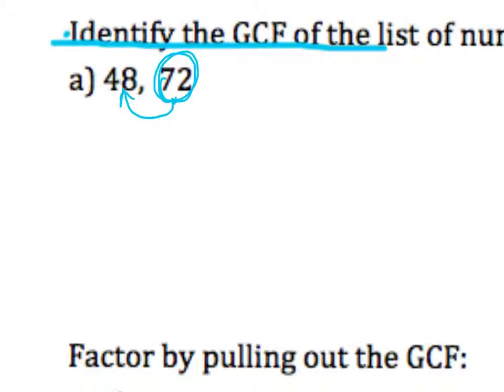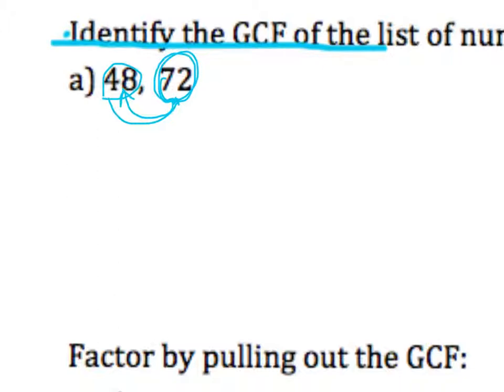Well, I'm sorry, backwards, go the other way around. Can 48 go into 72? If it can, then 48 is the greatest common factor, because 48 goes into 48, and 48 obviously goes into 72. But in this case, 48 does not go into 72. So we need to start thinking about other factors of 48 that do go into 72.